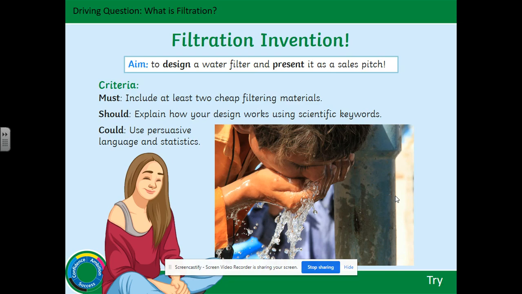You should explain how your design works using scientific keywords. Remember the keywords that we are looking at before: filtrate, filtration, residue. You get that? All right. Use persuasive language and statistics. Try to convince your peers into buying your device. And who knows, if you do a very good job in the future, you might be able to use this pitch and start your own business. Have a go. You can pause the video, have a go at it. Once you're finished, take a picture of it, send it in. All right. Now, remember, this is optional for you to do.